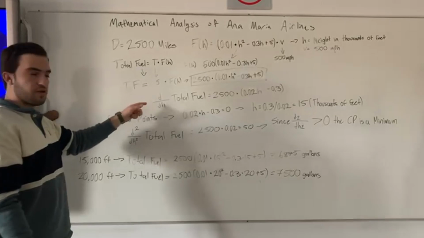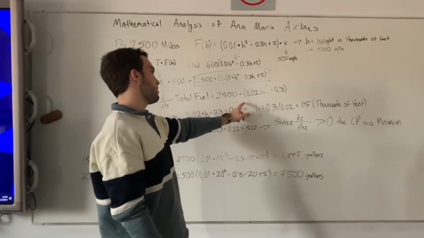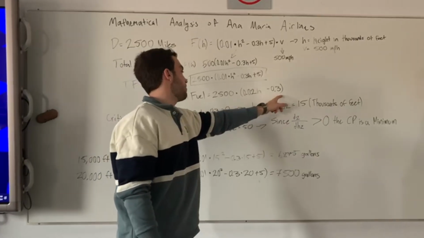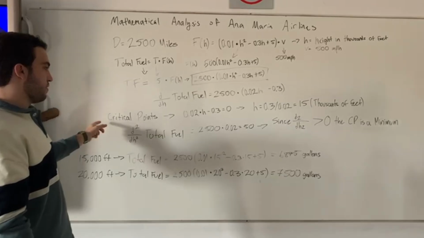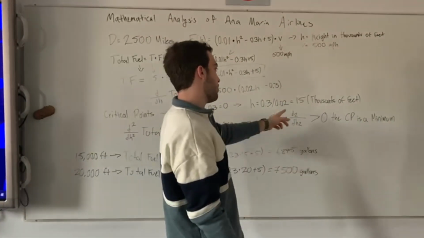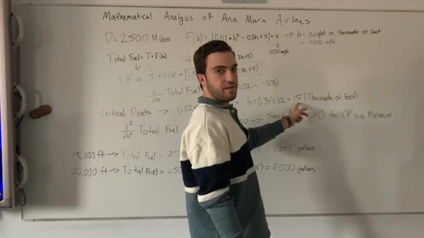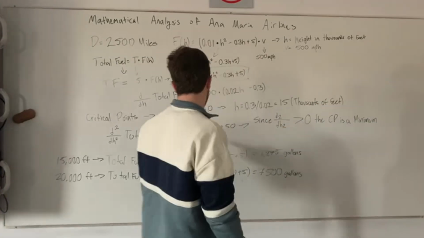And now we find the derivative of the total fuel formula, which is going to be 2,500 times 0.02 h minus 0.3. And now we can find the critical point. So in order to do that, we set the derivative equal to 0 and get a critical point at h equals 15, which is equal to 15,000 feet.